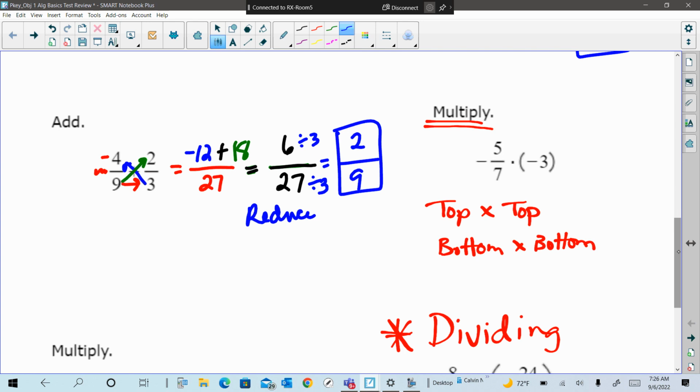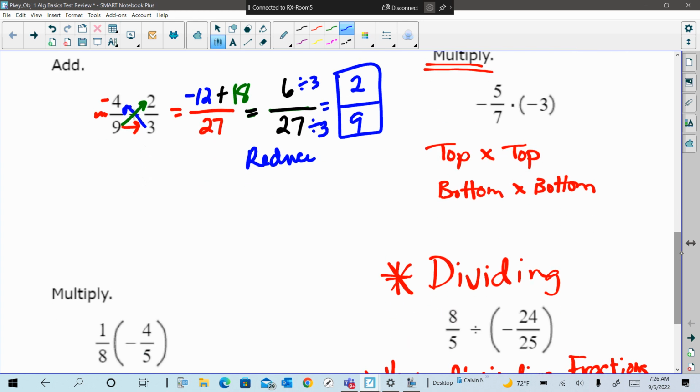Now when it comes to multiplying, all you have to do is just top times top, bottom times bottom. I know this is times a -3, so I would convert this first into a fraction, so put it over 1. Then basically I'm doing this -5 times that -3 on top. That'll make that a +15. And then I'm doing 7 times 1, which would give me 7. You can keep them improper. It just has to be simplified improper fraction.